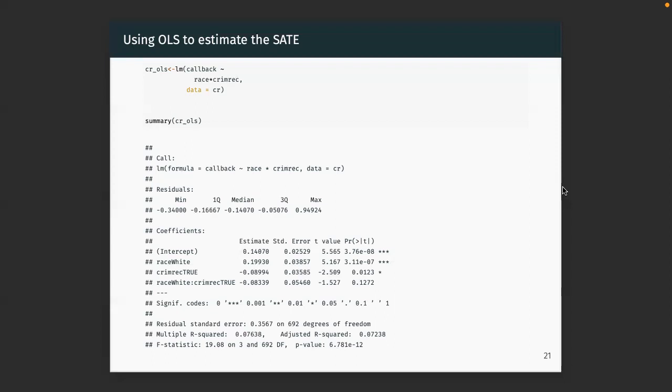So our null hypothesis is that there is no relationship between race and callback. That for a difference in race, we should see no change in callback. For a difference in criminal record under the null hypothesis, we should see no change in callback. So what are we going to do here? Implicitly, we're going to take H0 to be true. Let's take that in the case of beta 1.